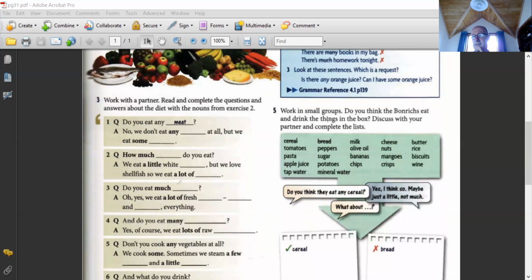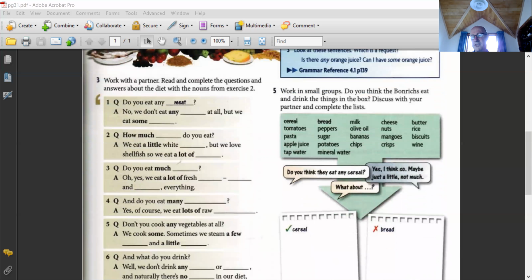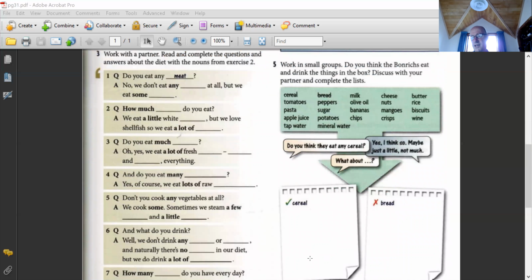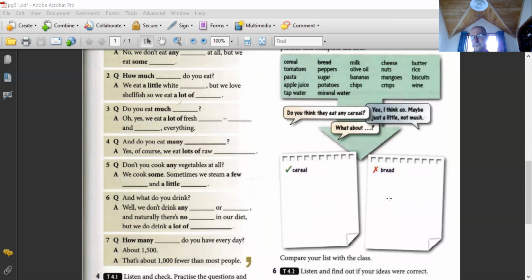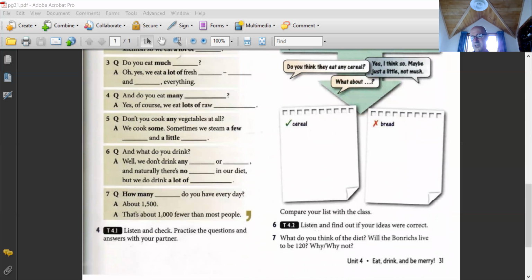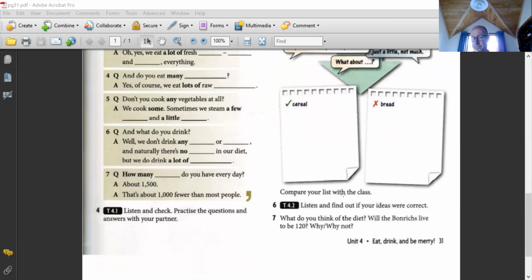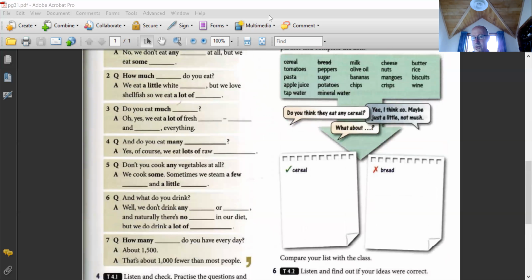Okay, next part. We're going to talk about the food that the Bonriches eat. So remember the story we read about the people who wanted to live to 120? What food do you think they eat? So have a look. Cereal, bread, milk, cheese, butter. Write a list. Things, yes, I think they eat them. No, they don't. Next week, we'll listen and find out if we were right. So I won't send you this listening today. We'll listen in class next week. Right, so that is page 31.